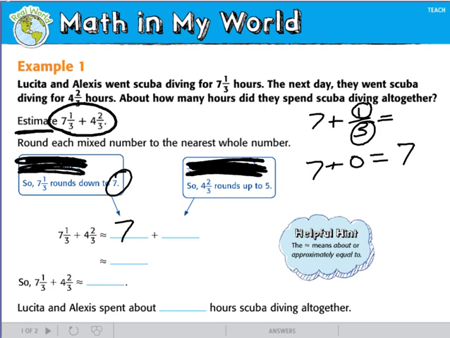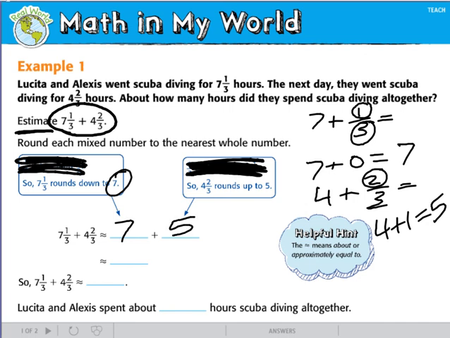Okay? My next one, 4 2/3. So I'm going 4 plus 2/3. Is 2 closer to 3 or 0? 3. So if it's closer to the 3, it becomes a 1. Number 1. So 4 plus 1, 5. Okay? 7 plus 5 is about 12. So 7 1/3 plus 4 2/3 is about 12.